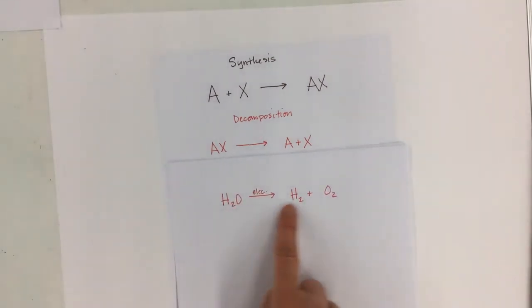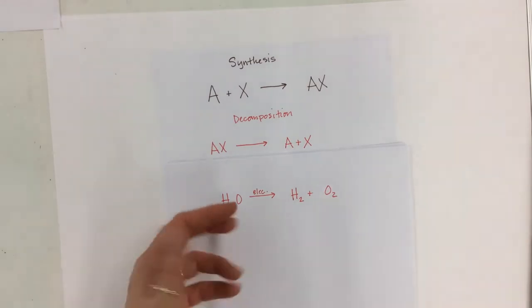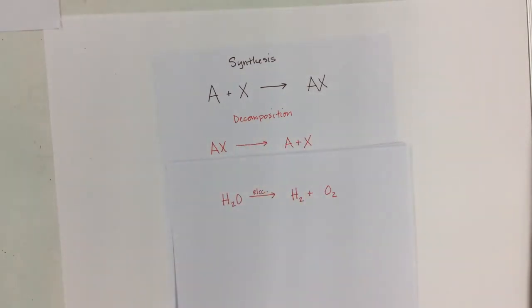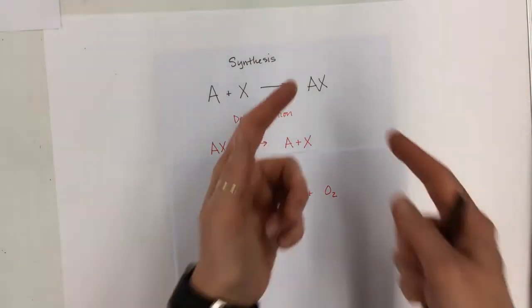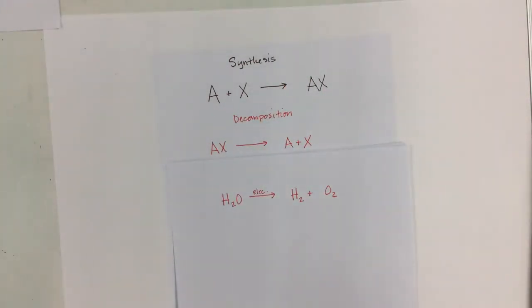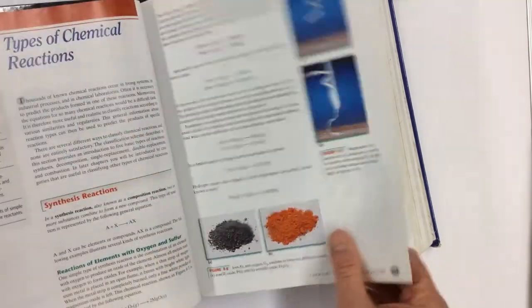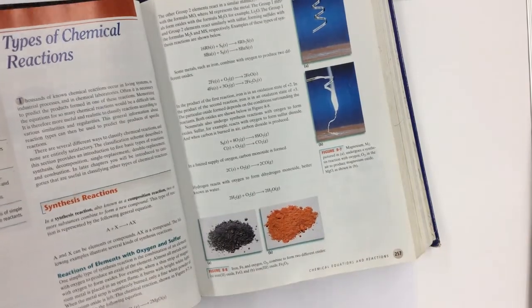So my decomposition reaction, that's a specific reaction that shows decomposition. For synthesis, maybe I would say H2 plus O2 yields H2O. Balance the equation and you're good to go. But what's really cool is that in each section, you have examples, okay?